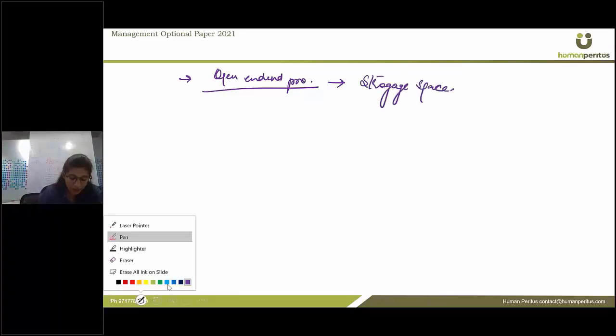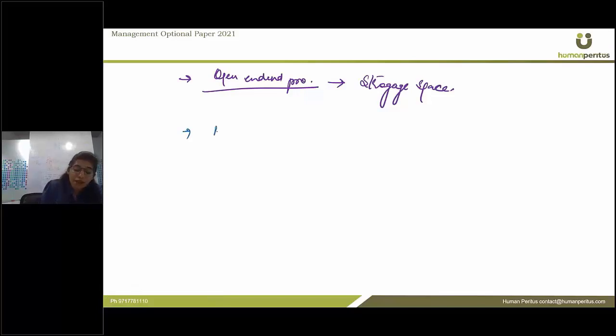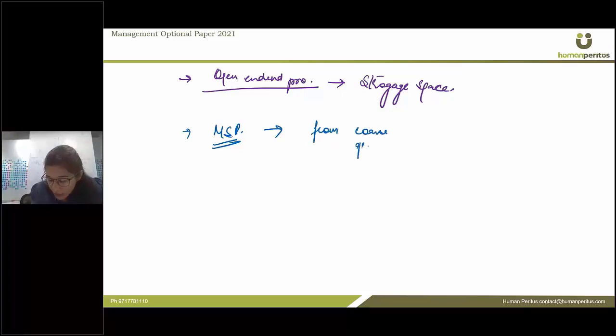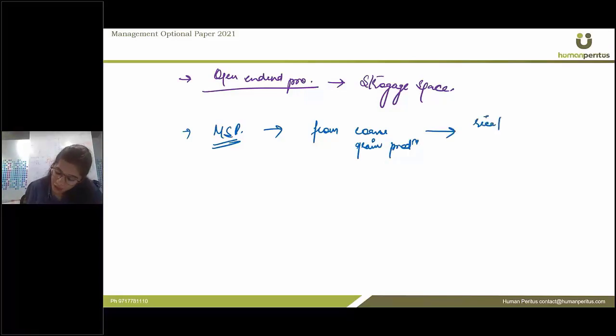All right, so the next issue you can cite is the MSP issue. See, by introducing MSP, the farmers actually got encouraged to divert their lands from the production of coarse grains, which are actually being used by the poor people, to rice and wheat, which has discouraged crop diversification in that case. All right. So after telling the issues, we can write it as from coarse grain production to the cash crops such as rice and wheat, the other grains on which MSP is being issued by the government. All right. So these were some of the issues.